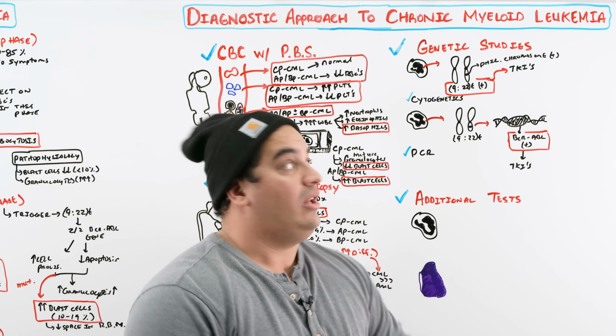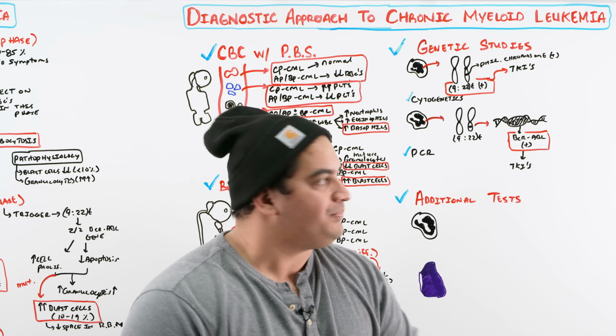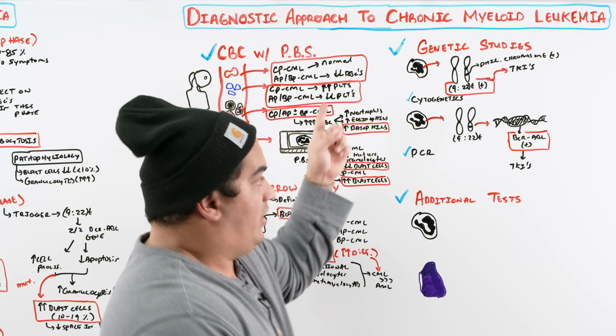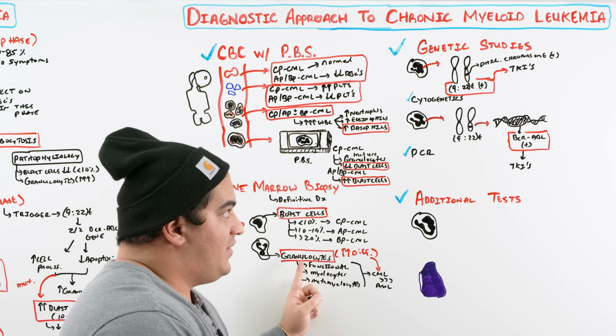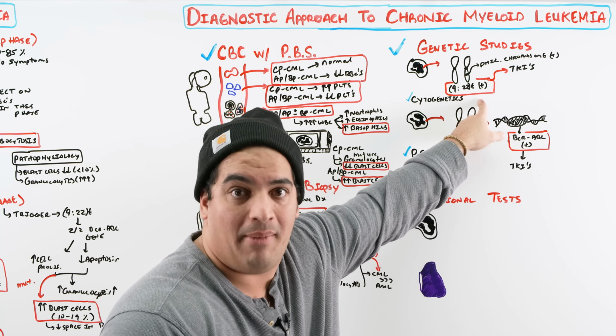Because if it isn't this, you need to find out which other type of mutation they have, because they may offer a different treatment process. Okay, so at this point, we've confirmed the diagnosis of CML. We've found the specific type of chromosomal abnormality that's led to CML.